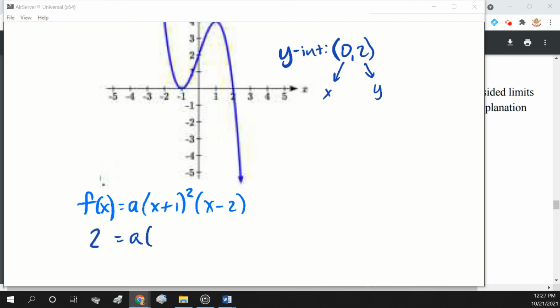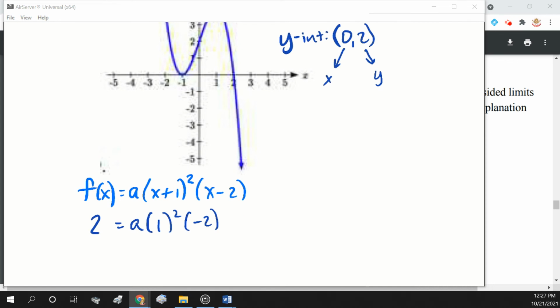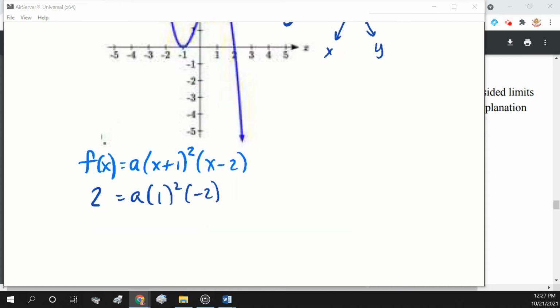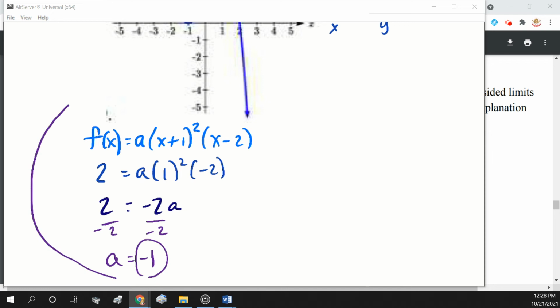So when you make x 0, it basically just disappears. All right, and then we can solve this for a. So 1 squared times negative 2 is negative 2. So that means that a is going to be negative 1. Okay. And then I'm going to take that, negative 1, and just put it up here.